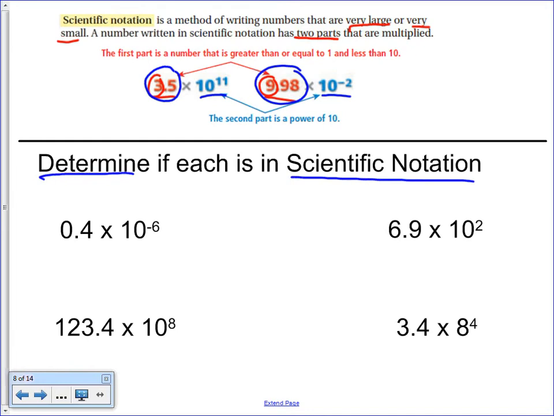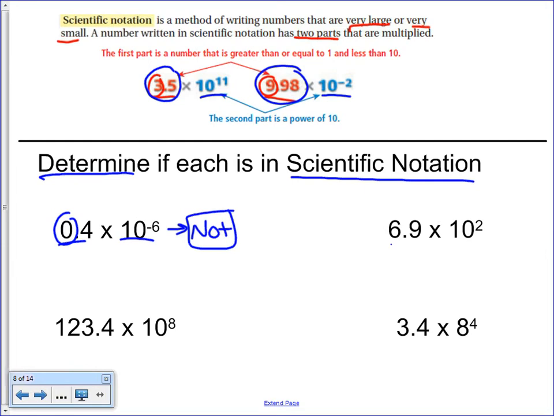So here we go, 0.4 times 10 to the negative 6. The two things: the number in front and the power of 10. So see if those are okay. 0.4, you might say, well, that is less than 1, or there is a 0 in front of the decimal point. So this one is not in scientific notation because of that 0 there. If it was 4 times 10 to the negative 6, then we'd be okay. But since it is less than 1, it is not in scientific notation.